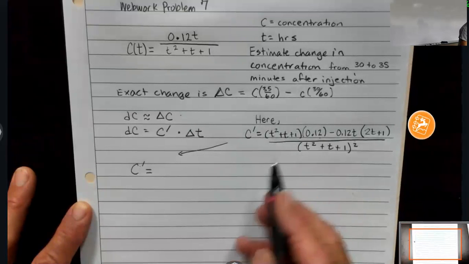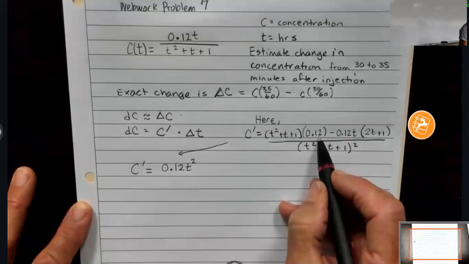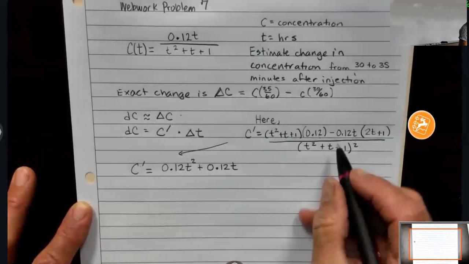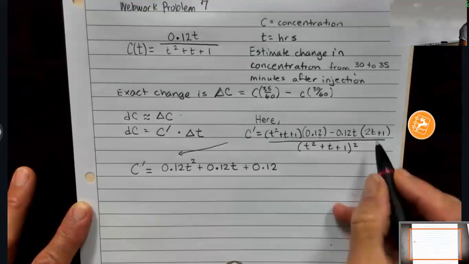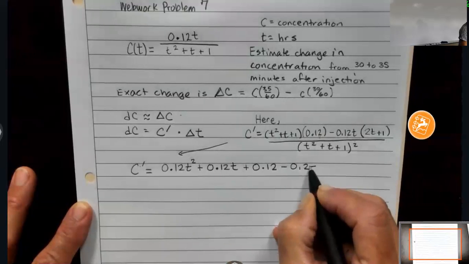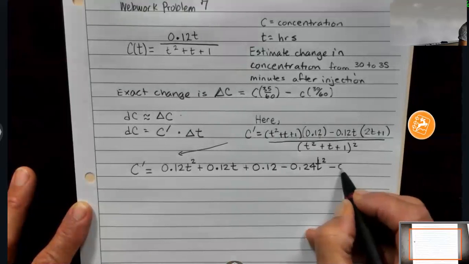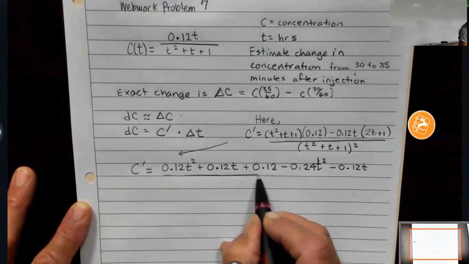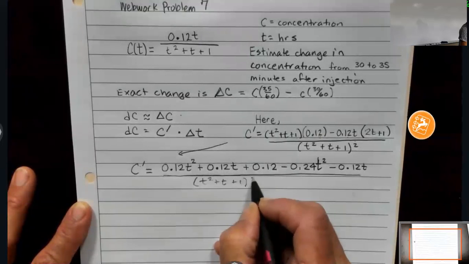That'll be 0.12 t squared plus 0.12 t plus 0.12 minus 0.24 t squared minus 0.12 t, all divided by (t squared plus t plus 1) squared.